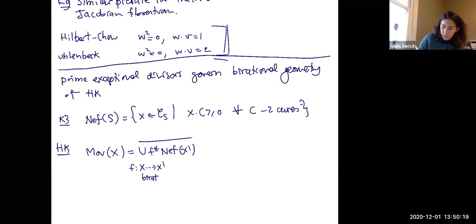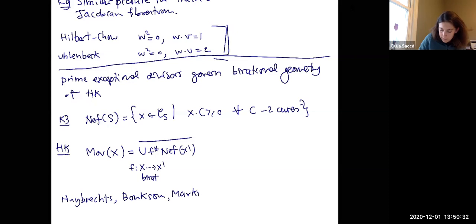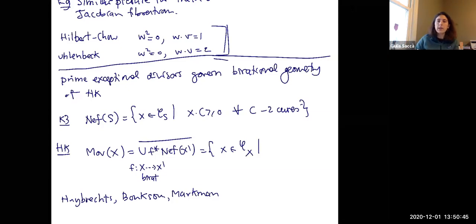And so by results of Huybrechts, Boucksom, and Markman, this movable cone is the set of all classes in the positive cone of X. Again, I choose the component that contains an ample class, that intersect positively, such that q of x paired with E is non-negative for all E prime exceptional divisors.